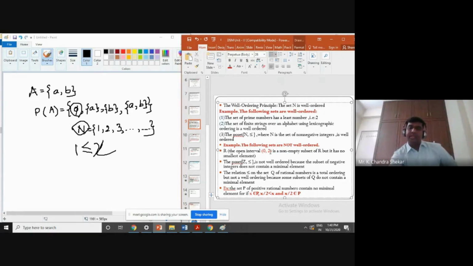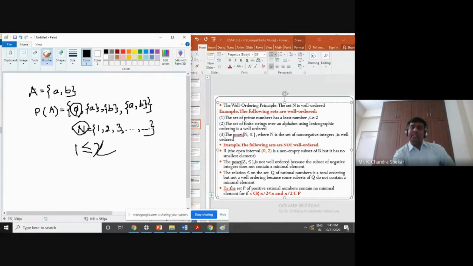Now similarly here also, the poset Z comma less than or equal to. Z comma less than or equal is not well ordered, because the subset of negative integers does not contain the minimal element. Now here, instead of Z, if I use Z plus, then I can go for a well ordered. Just now I was telling about the same. Here I have used natural numbers where 1 is less than or equal to x. I can define the smallest element, but here once I say set of Z, Z means including negative, positive and all. So it is not well ordered.